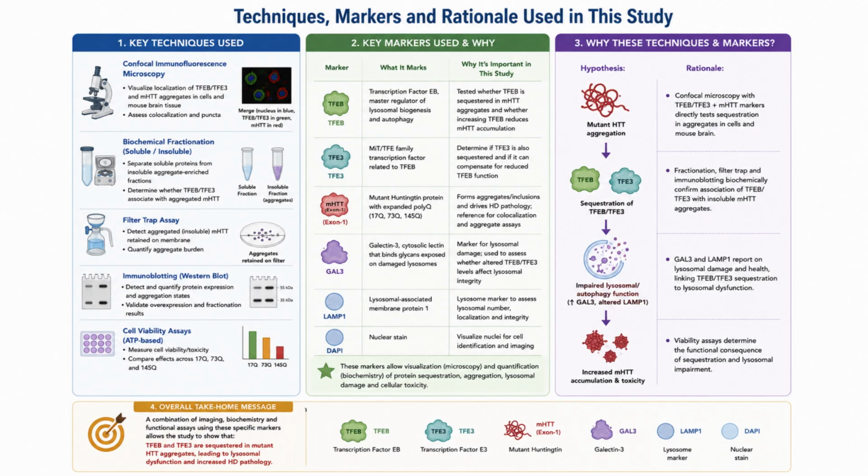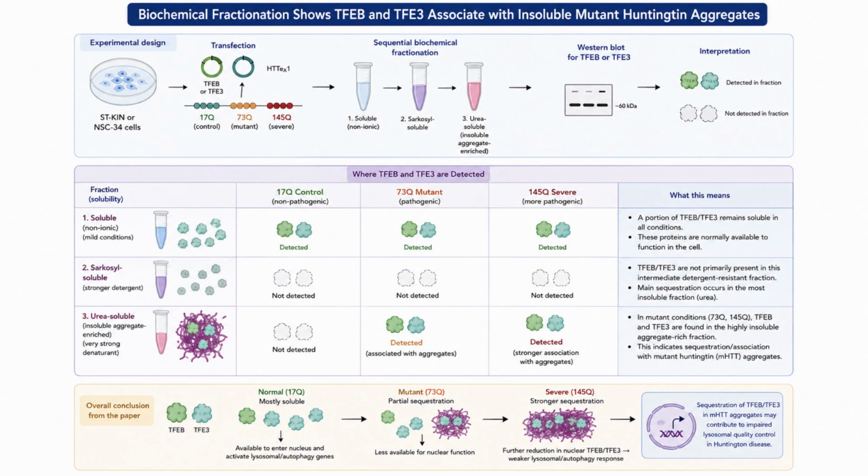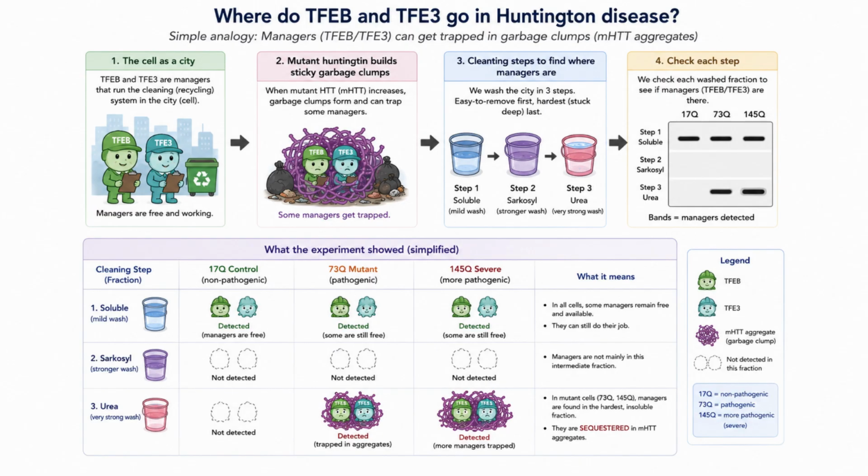They took cells with normal Huntingtin, labeled 17q, and cells with mutant Huntingtin, labeled 73q, and a severe 145q. They washed the cellular proteins with increasingly harsh chemicals. Mild detergents washed away soluble proteins. Then Sarkosyl washed away tougher proteins. But the massive aggregates, they wouldn't dissolve until they used urea, an incredibly harsh chemical. Look at the bottom row of this table. TFEB and TFE3 were found trapped in that highly insoluble urea fraction only when the mutant 73q or severe 145q Huntingtin was present.